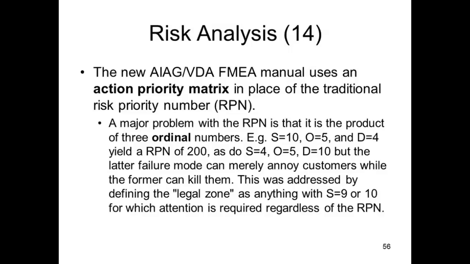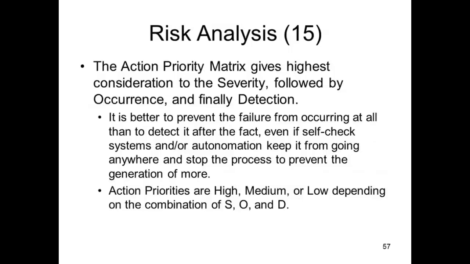Now they did have something called the legal zone. Anything with a 9 or 10 requires attention regardless of the RPN. But I think the action priority matrix does a better job with this. The action priority matrix gives highest consideration to the severity, followed by occurrence, and finally detection. Obviously, it's better to prevent the failure from occurring at all than to detect it after the fact. Action priorities, there's only 3 of them: high, medium, or low.